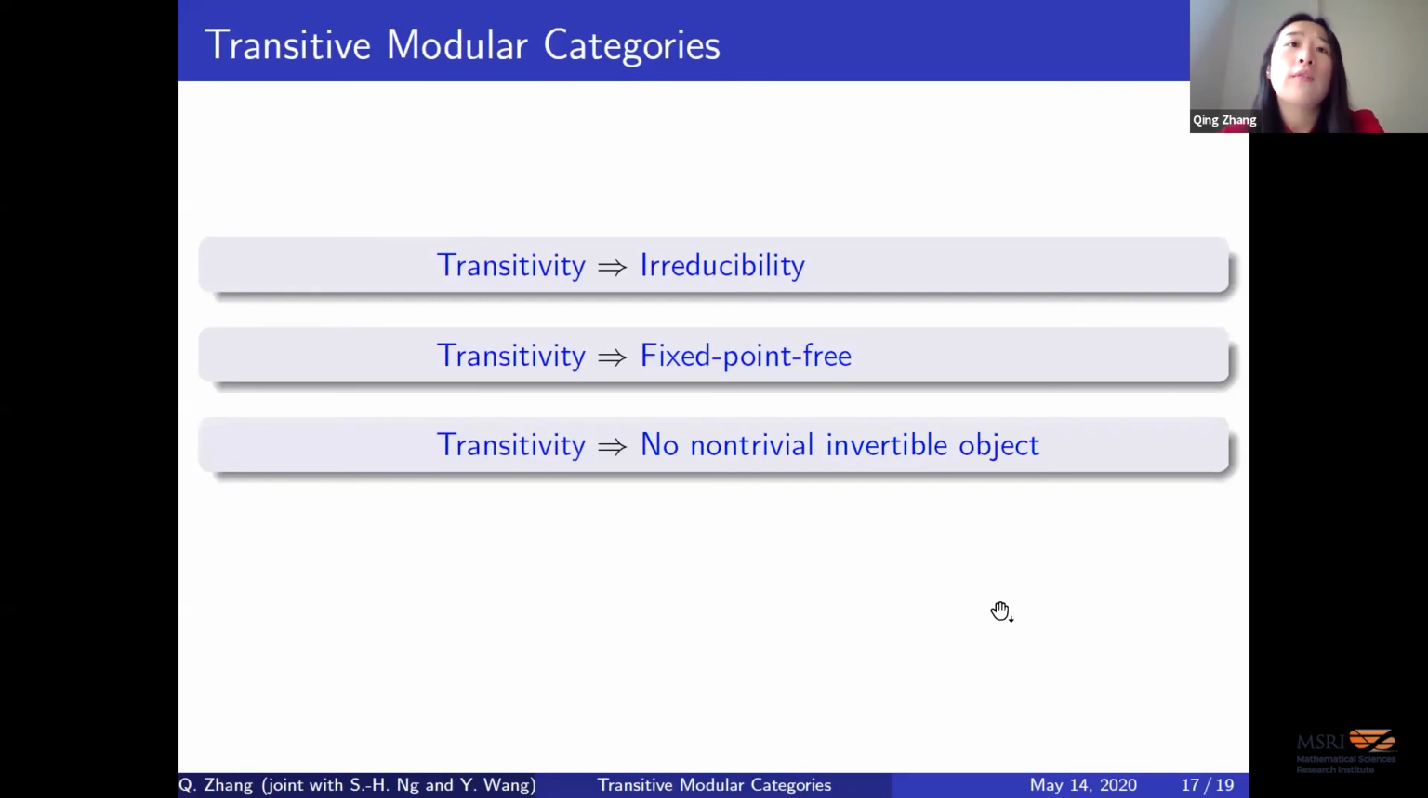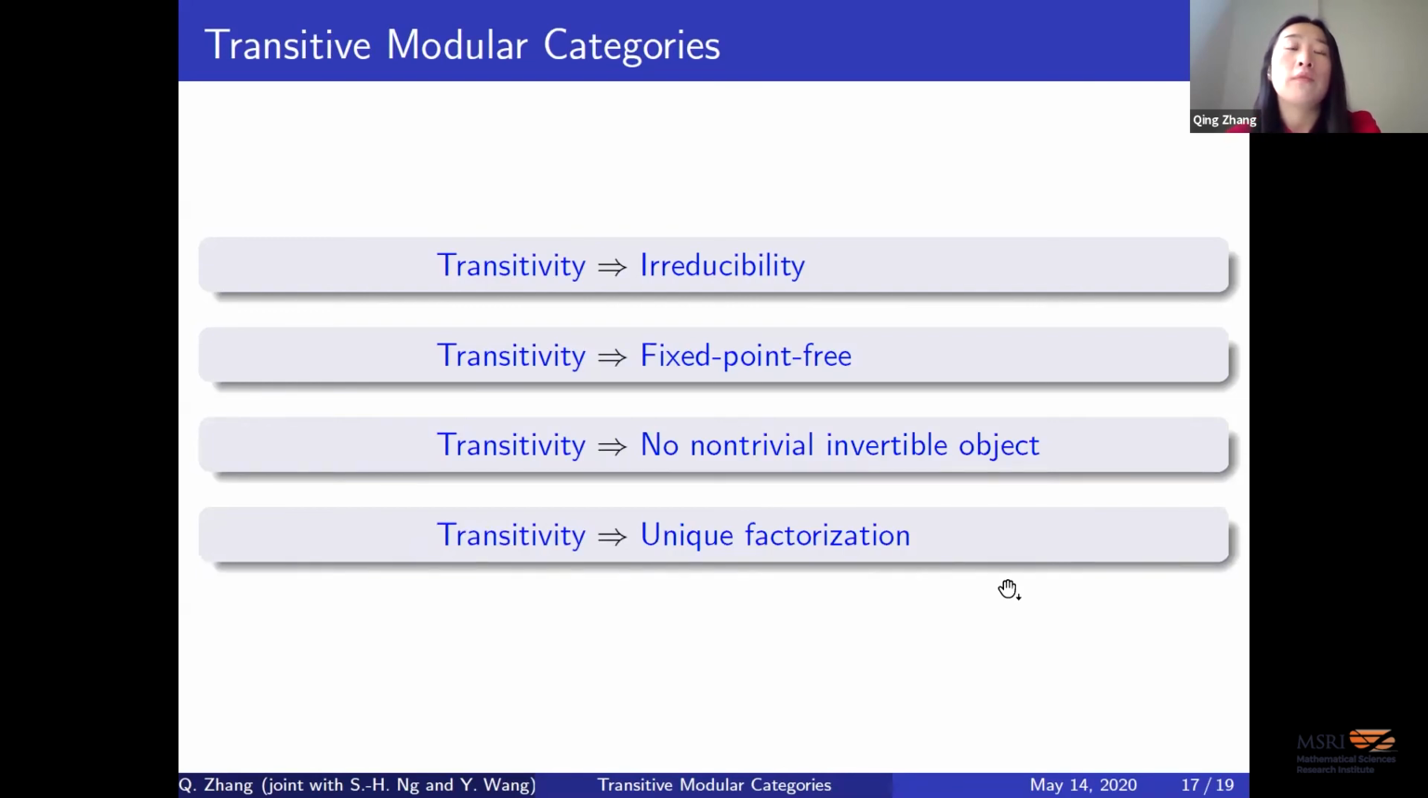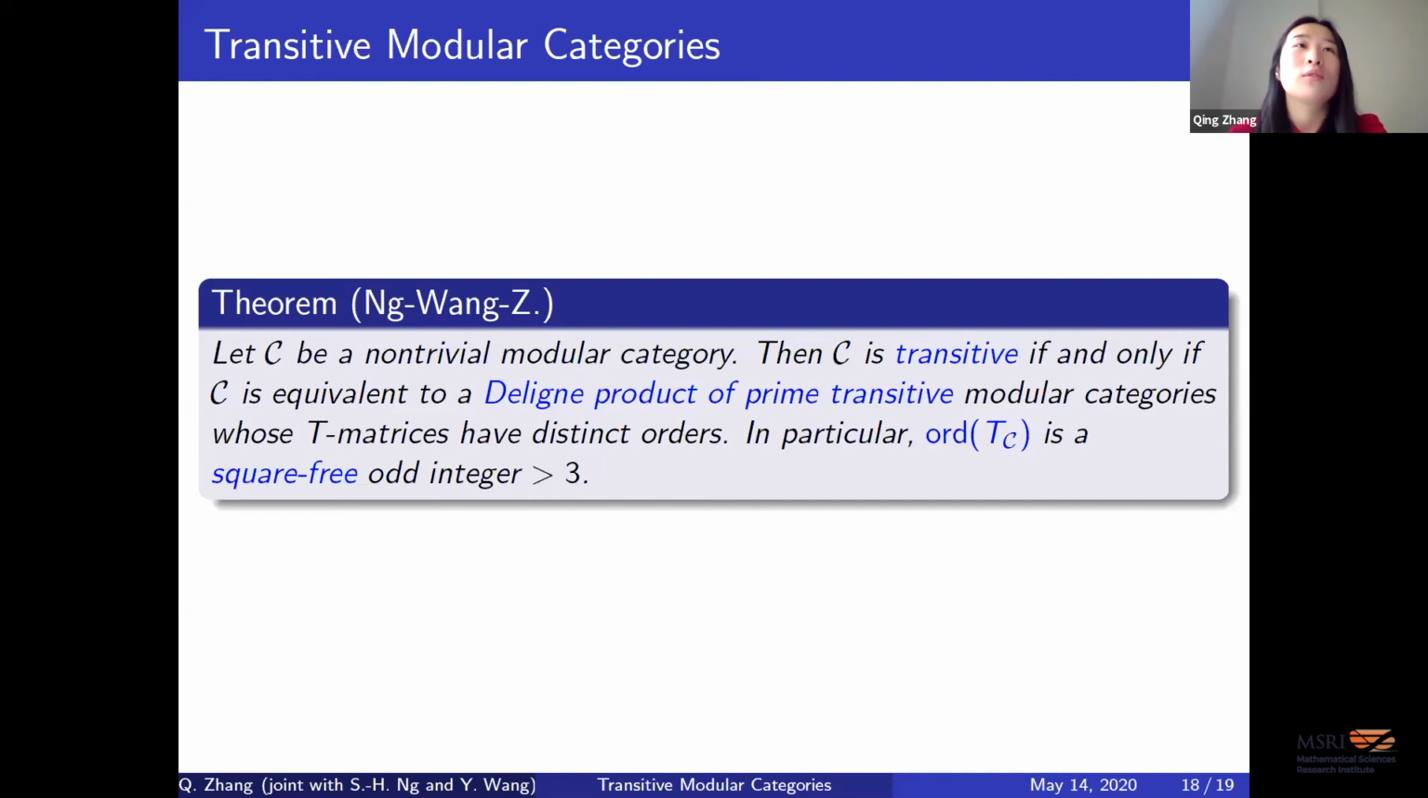We also find that transitivity implies that there's no non-trivial invertible object. As a consequence, we have unique factorization of transitive modular categories. As we mentioned earlier, we have a classification of prime transitive modular categories. So we have our final result for transitive modular categories. If C is a non-trivial modular category, then C is transitive if and only if C is equivalent to a Deligne product of prime transitive modular categories.